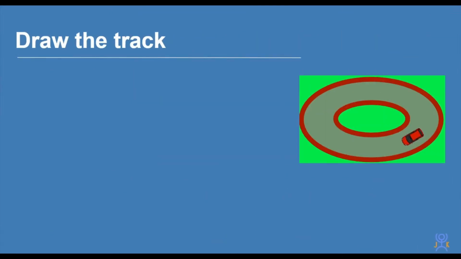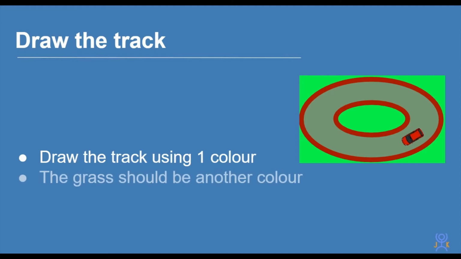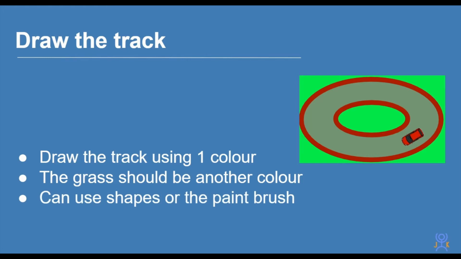Right, I'll show you how to draw the track first. You're going to draw the track using one colour. I've chosen grey in this instance. The grass should be a different colour. Sounds obvious, but you can use shapes instead of a paintbrush, or you can use shapes or a paintbrush. Come on, get with the plan.